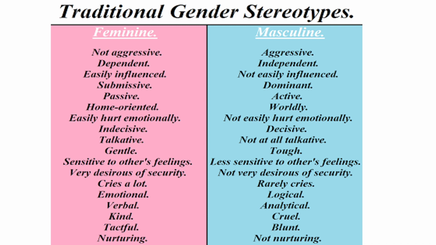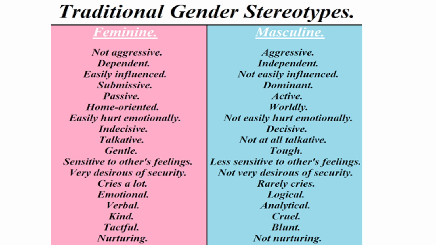So for feminine, this refers to the traits or behaviors of the female. These are the following. First, not aggressive, dependent, easily influenced, submissive, passive, home-oriented, easily hurt emotionally, indecisive, talkative, gentle, sensitive to others' feelings, very desirous of security, cries a lot, emotional, verbal, kind, tactful, and nurturing.